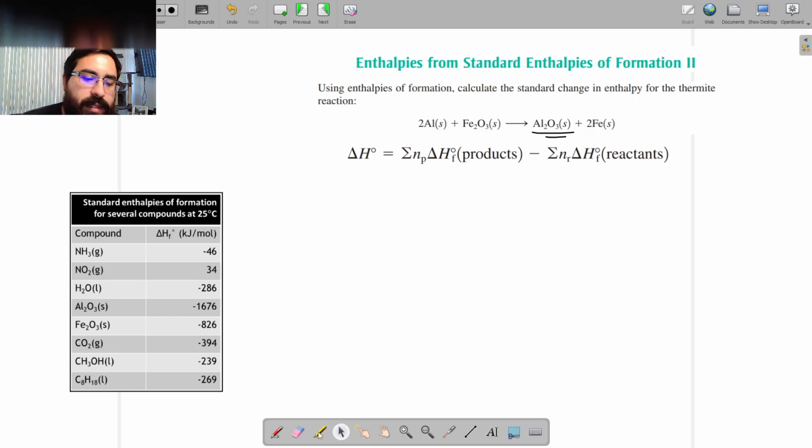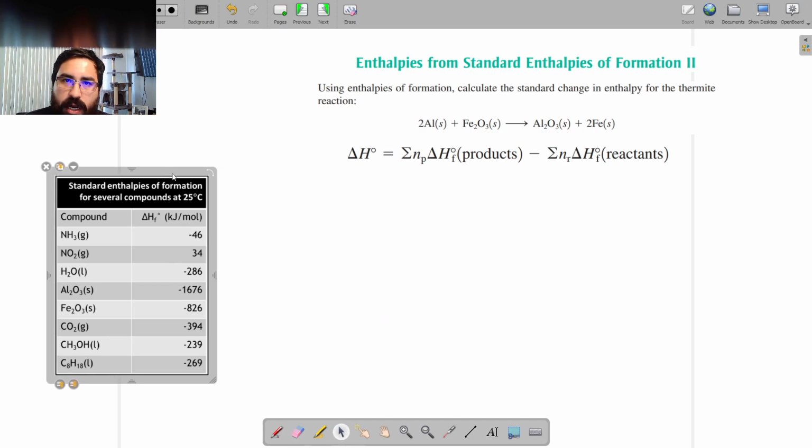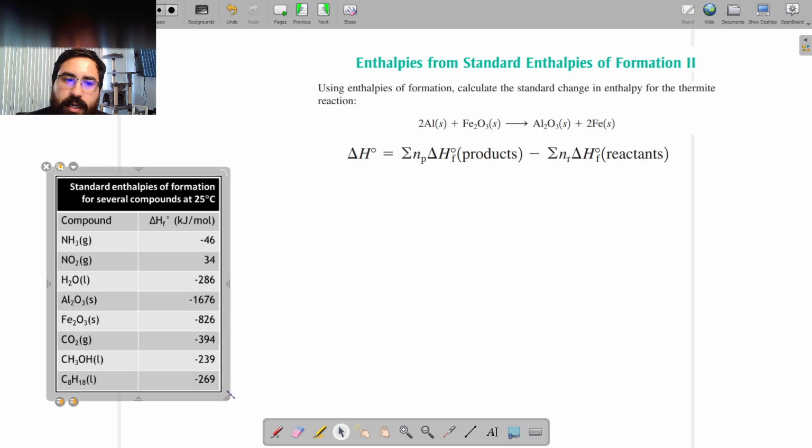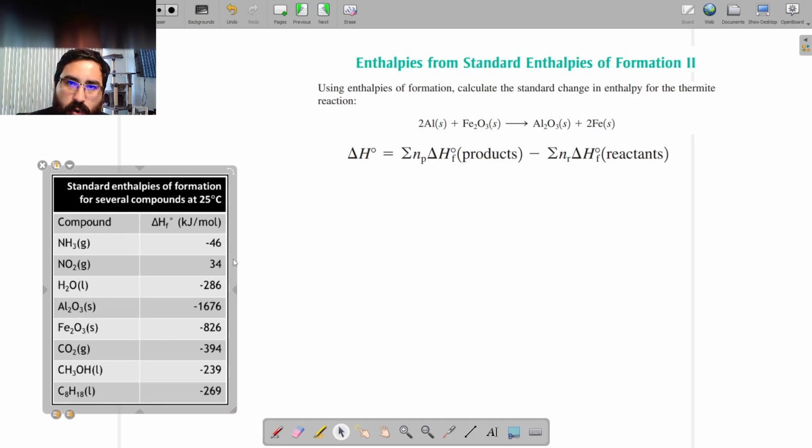Right, people, we're going to be doing some enthalpy of formation problems. Now, the first one we're going to start off with is pretty simple, but the second one's going to be a little bit more work. Okay, but it's the same concept. It's just bigger numbers and an extra step or two.